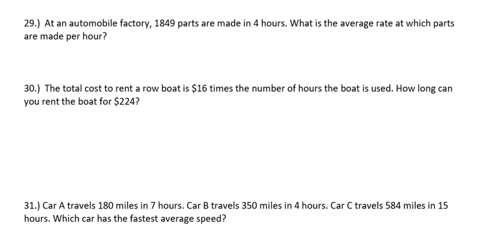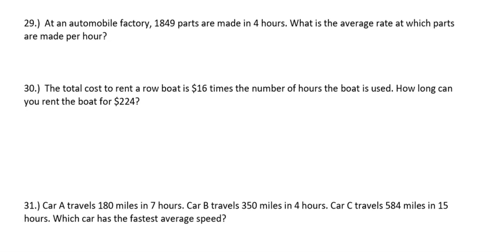All right, and this next one, at an automobile factory, 1,849 parts are made in 4 hours. What is the average rate at which parts are made? And remember, rate is just a special kind of ratio. So as we talk about ratios, this is talking about parts made per hour. That's telling us how to set up this ratio. Parts per hour means parts over hours.